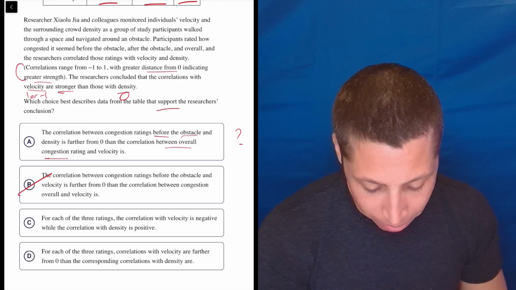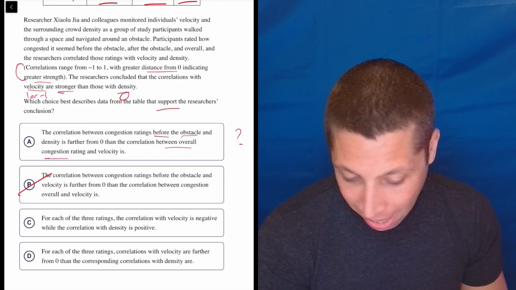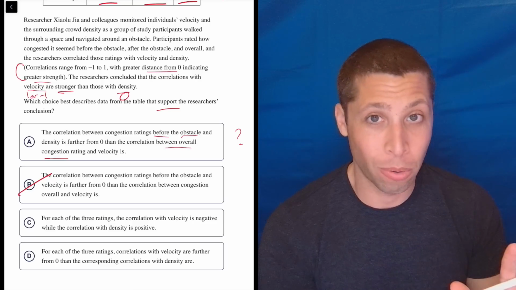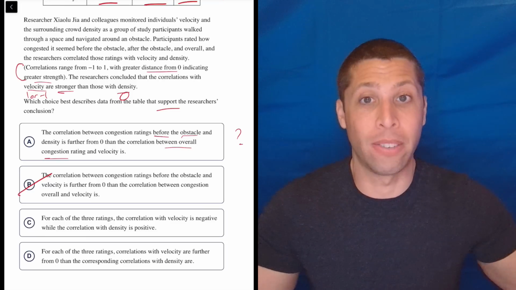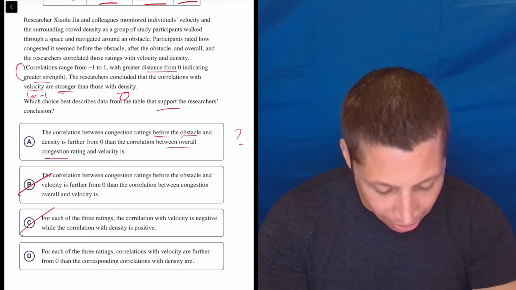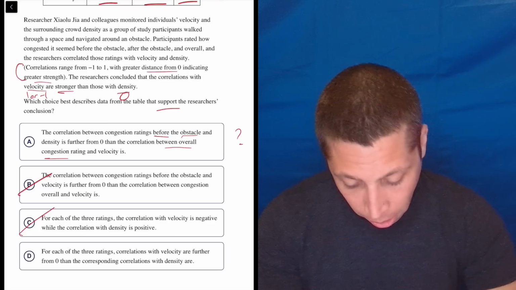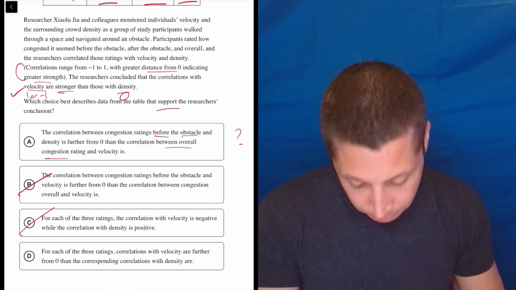C, for each of the 3 ratings, the correlation with velocity is negative, while the correlation with density is positive. That's not the issue. It's not about negatives and positives. It's about how negative and how positive it is, right? So this is wrong too. D, for each of the 3 ratings, correlations with velocity are further from 0, that's what we wanted, than the corresponding correlations with density are.